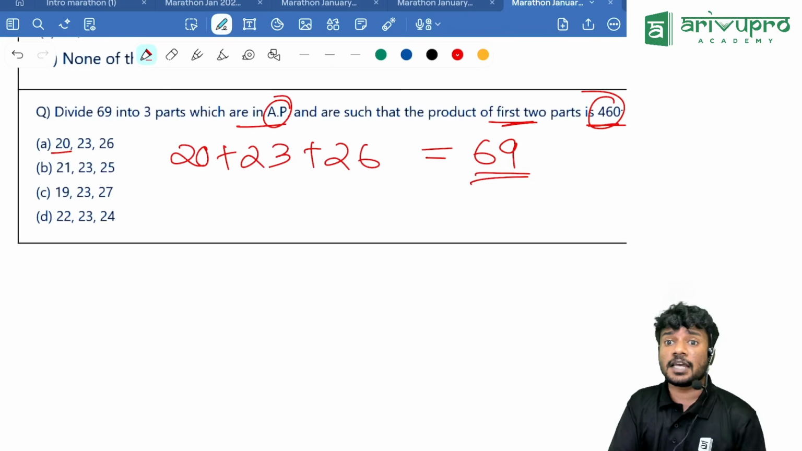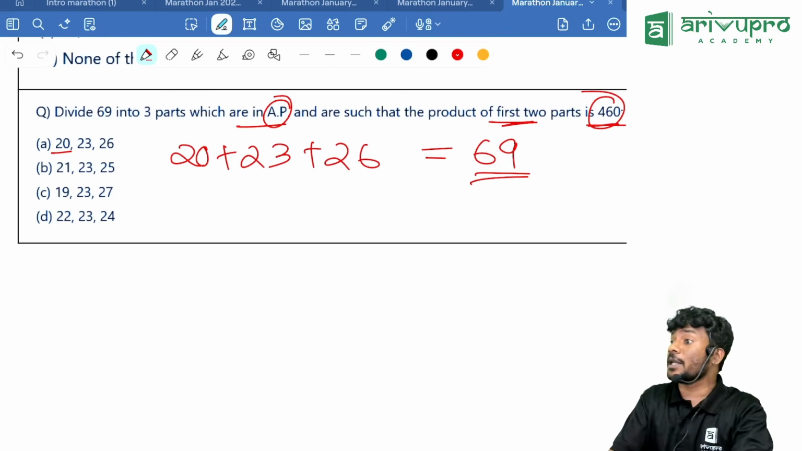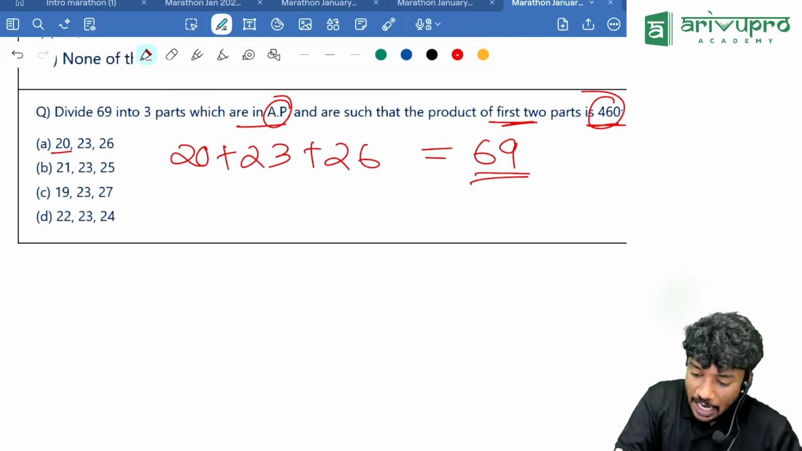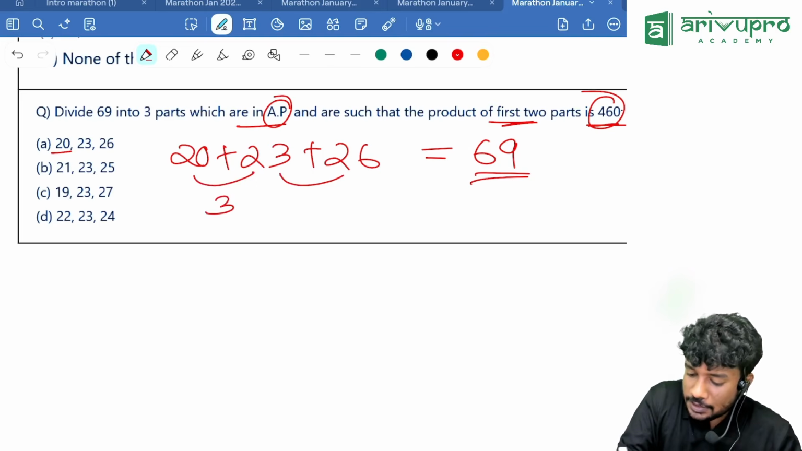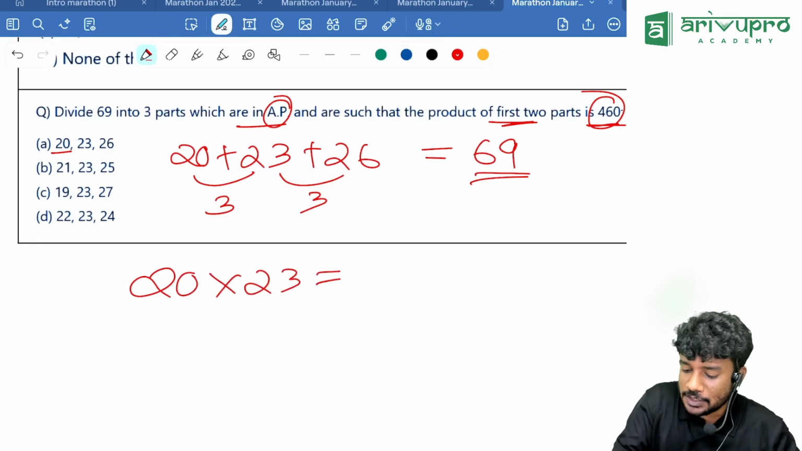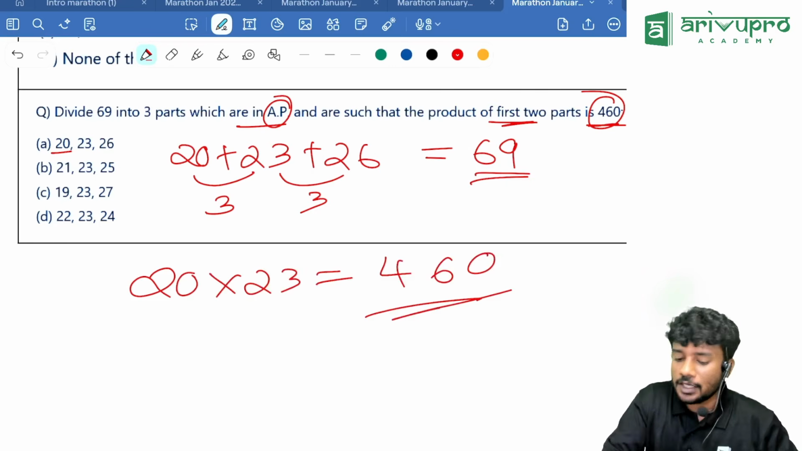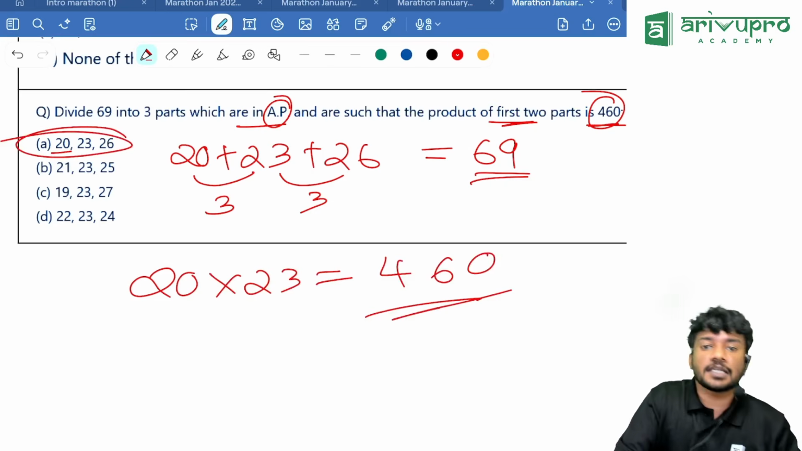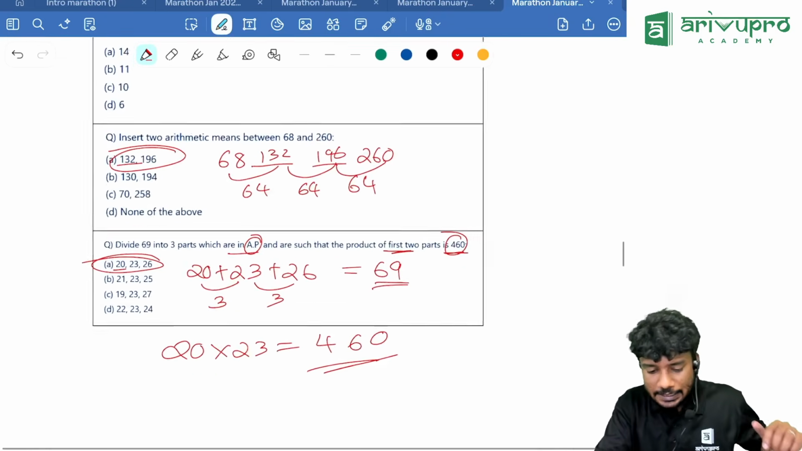Why are we getting 69? We are dividing 69 into how many parts? 3 parts. Then, are they in AP? Yes, the common difference is 3. Then, 20 into 23 is how much? 460. That means our assumption is correct. Option A is the right answer.